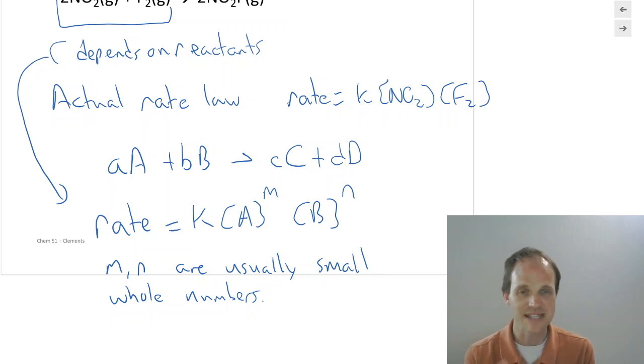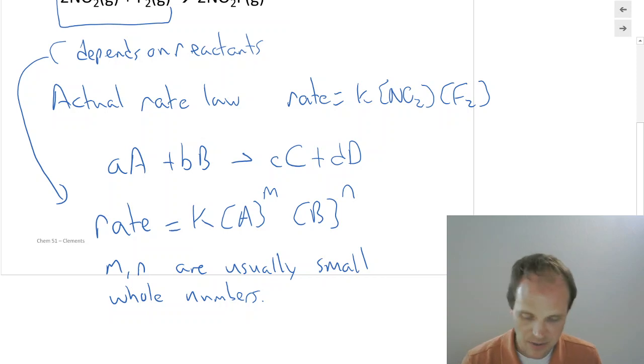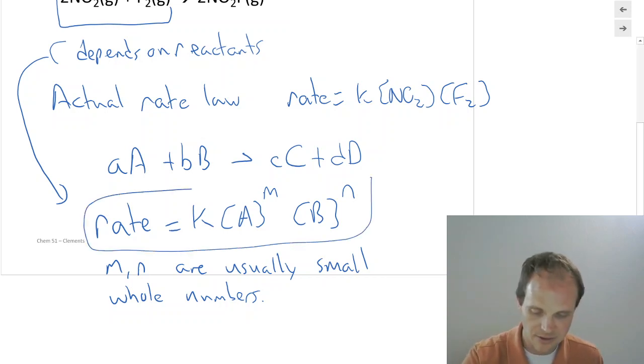But the thing to remember is that m is not necessarily equal to little a. Sometimes it is, sometimes it isn't. n is not necessarily equal to little b. Sometimes it is, sometimes it isn't. The only way to find m and n is to actually do experiments. Right? This is what we call the rate law.